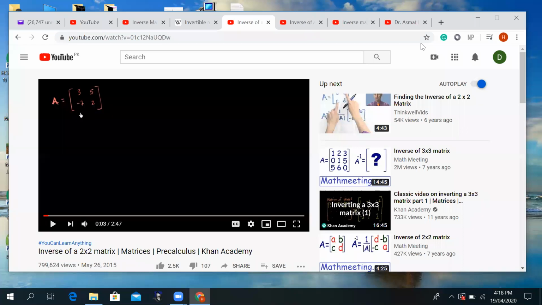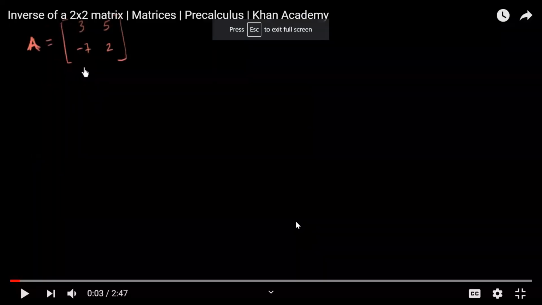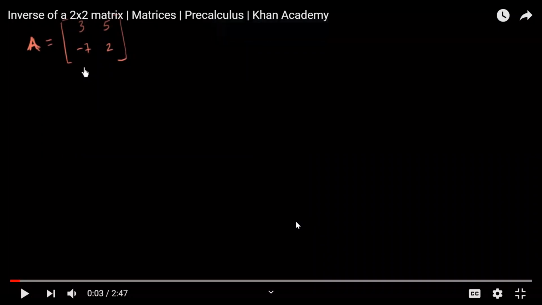Okay, everybody. So we were talking about A inverse, and we said that A inverse is closely related with the determinant. Now I will look into, first of all, a simple 2 by 2 matrix, and we will see. So I took a small video from Khan Academy. It has an A which consists of a 2 by 2 matrix, 3, 5 in the first row, minus 7, 2 in the second row, and we are going to find an A inverse for it.